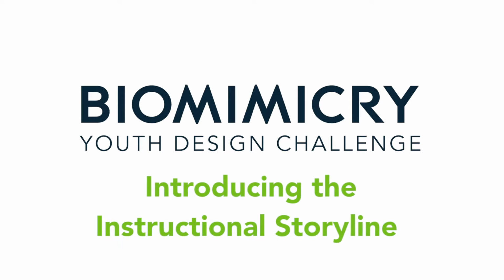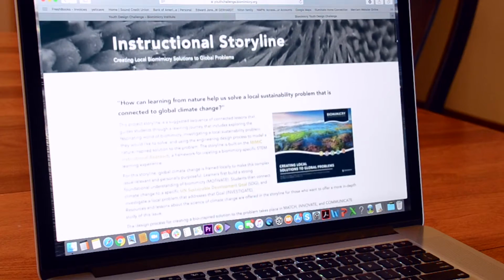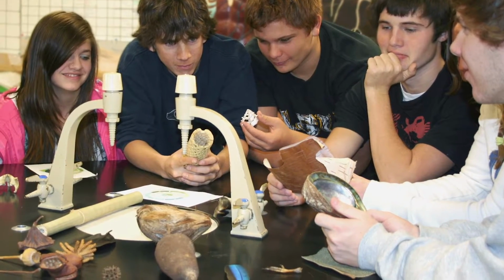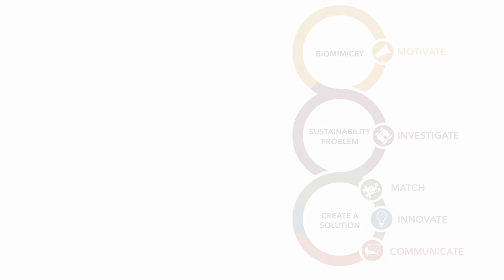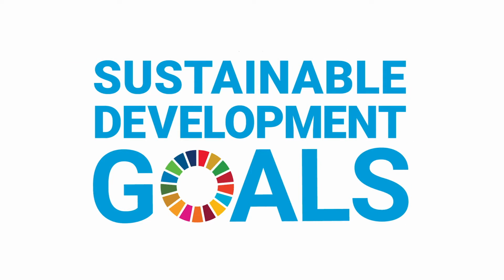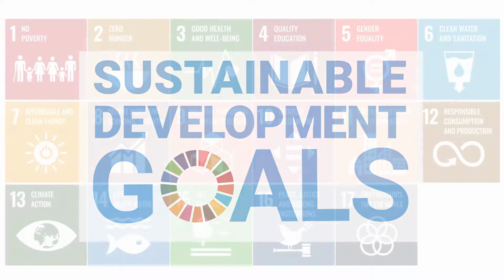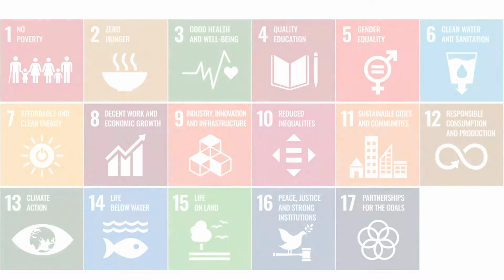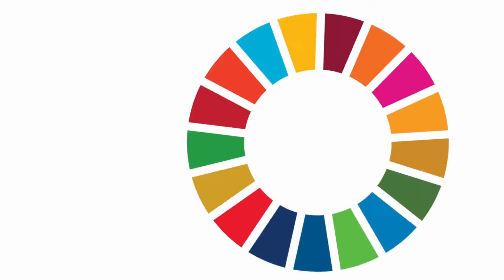The Instructional Storyline was created to support teachers bringing the Biomimicry Youth Design Challenge into the classroom. The Storyline's three-dimensional lessons are aligned to middle and high school standards and incorporate the United Nations Sustainable Development Goals as a lens for both student problem solving and making connections to academic content. You can use the Storyline in several ways.